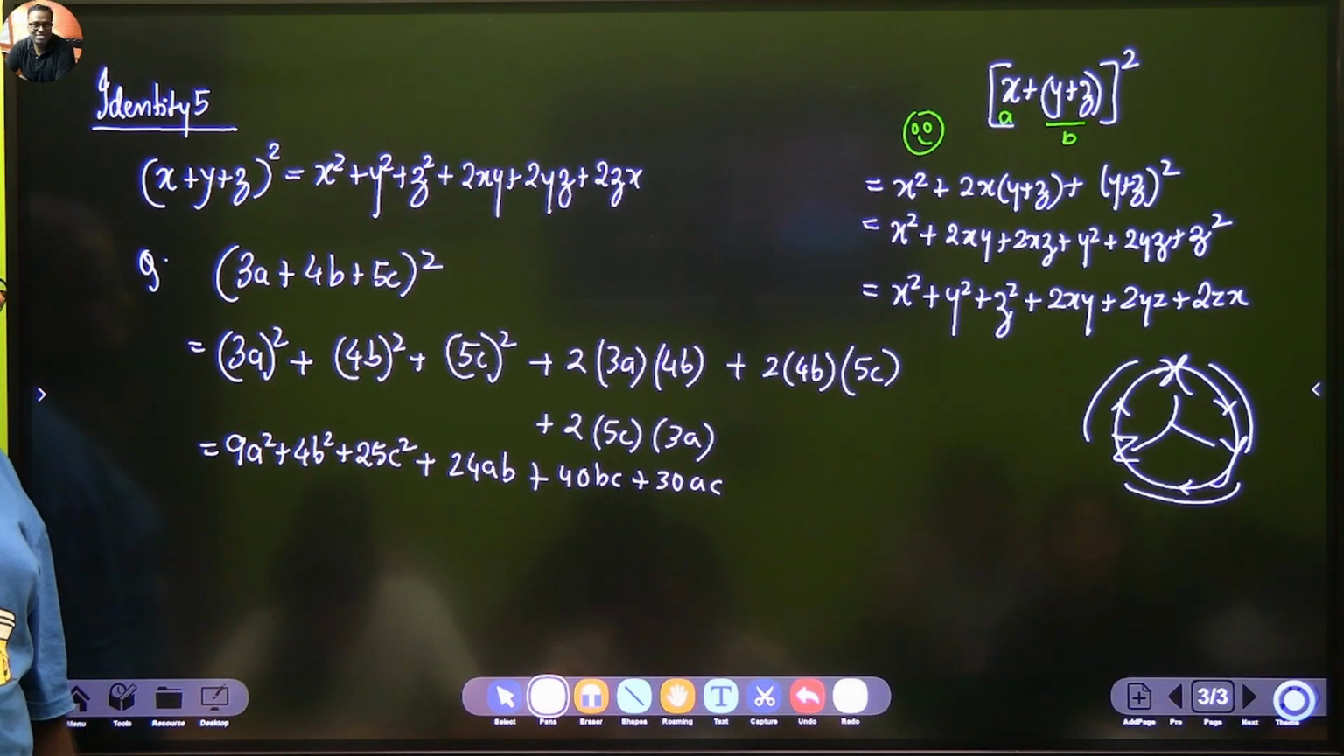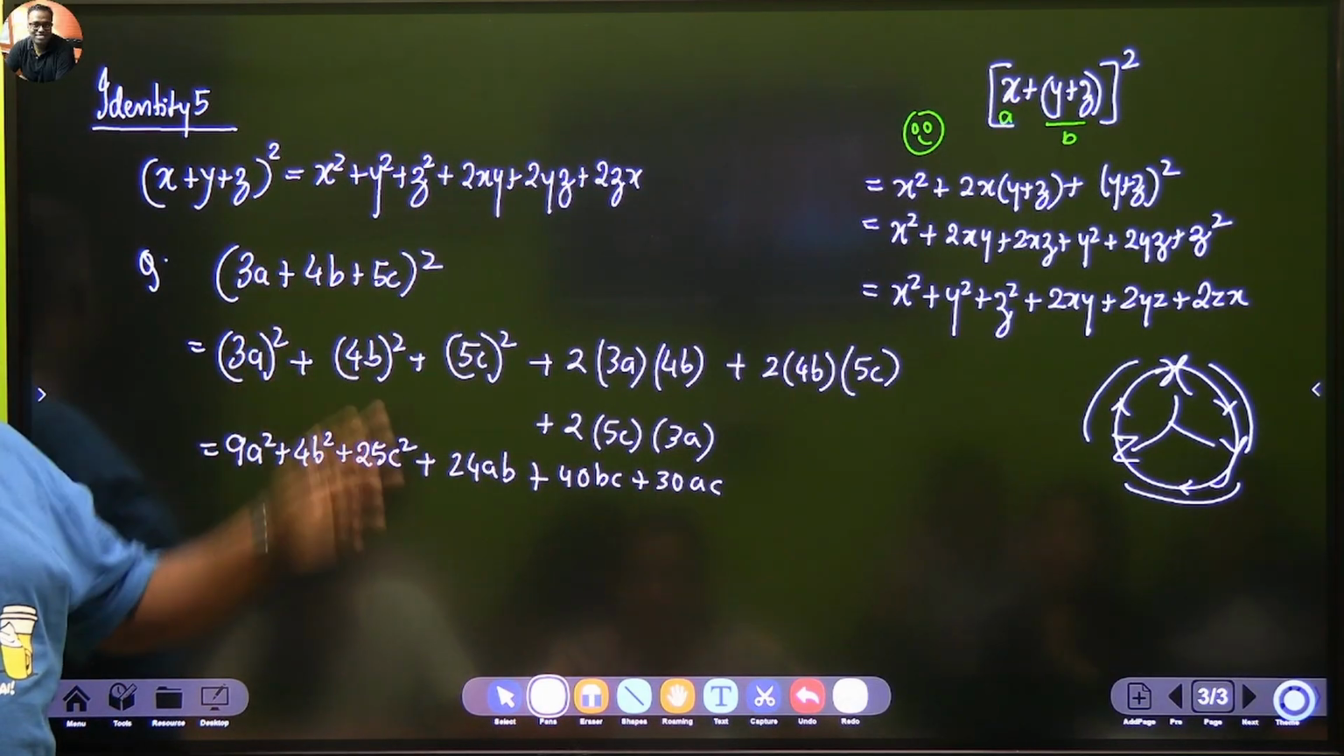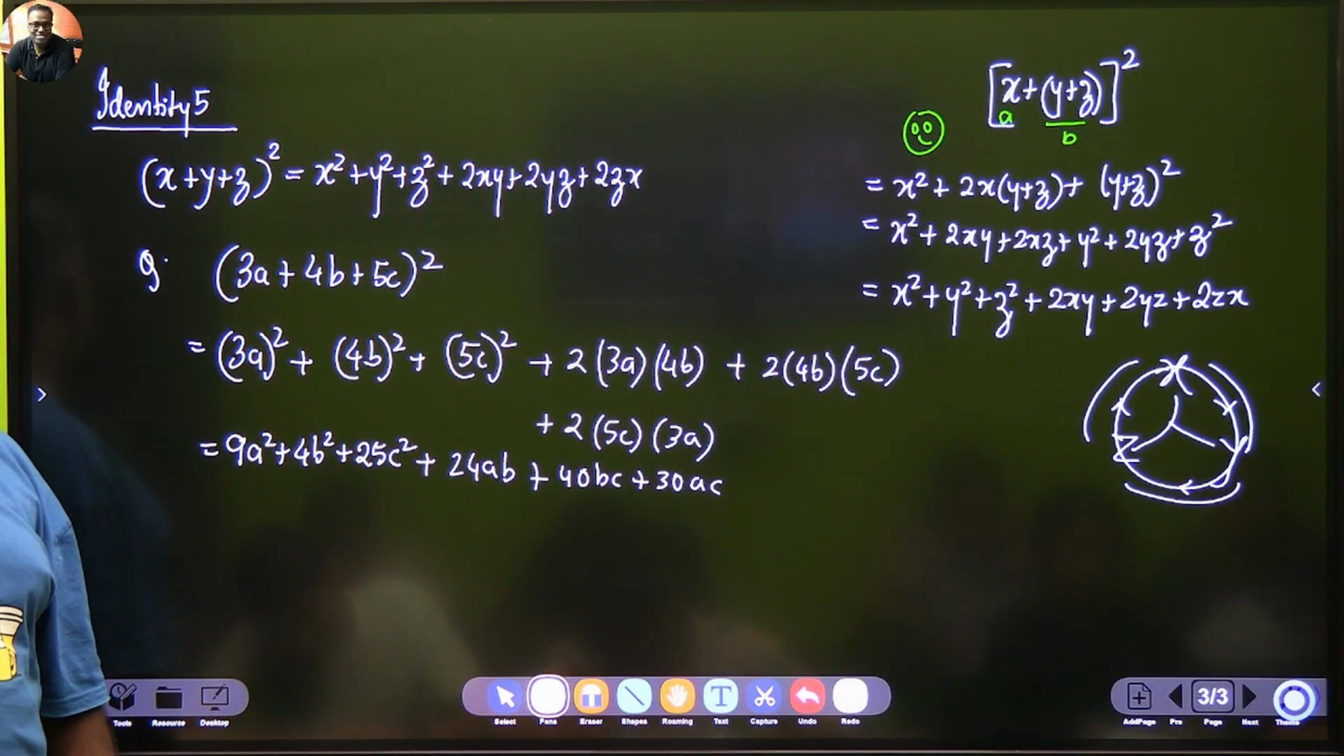They look easy, but in the problem in the examination, they will give you a minus term here or a plus term here. At that time, you need to be doubly careful. Do you understand? You better understand.